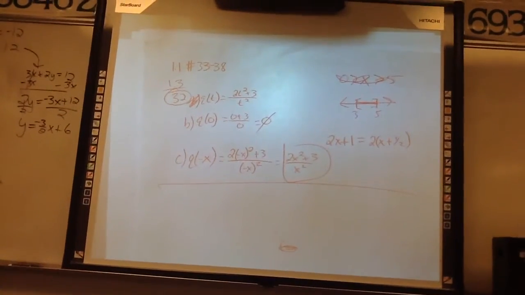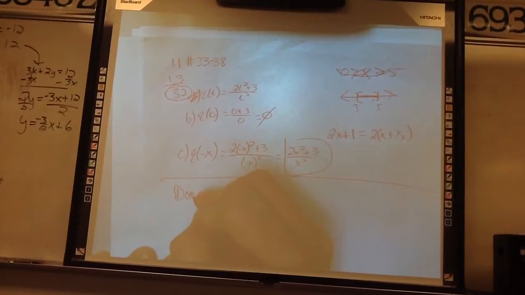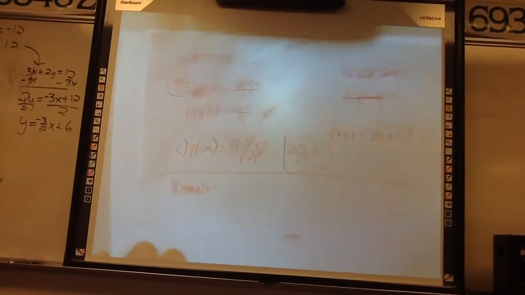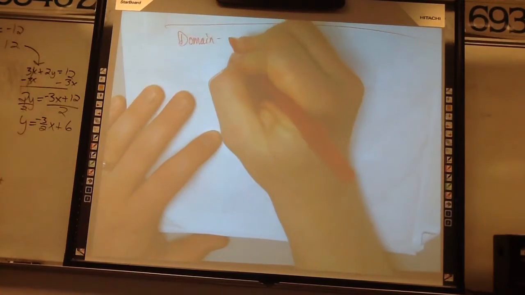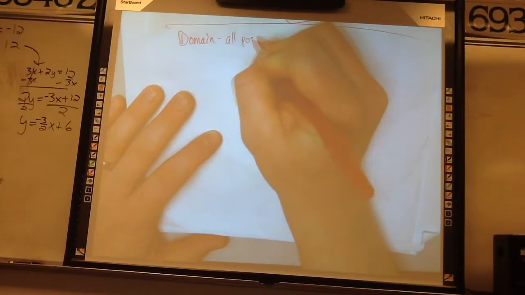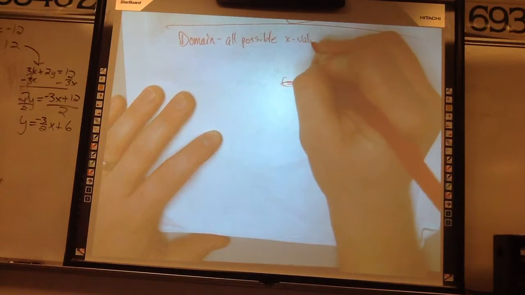Domain. Seems to be the popular domain. What is the definition of domain? I don't remember. All x. It's the x's. All x values. That's what it, yeah. I say all possible x values or inputs.